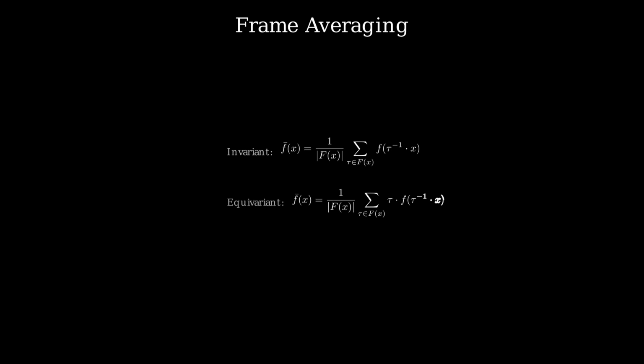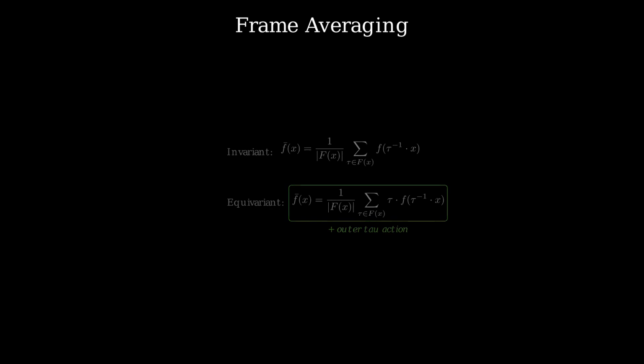Concretely, for invariance, we average f of tau inverse times x over all tau in the frame f of x. For equivariance, we apply tau to the output before averaging. Both mirror group averaging, but sum only over f of x, far smaller than G.